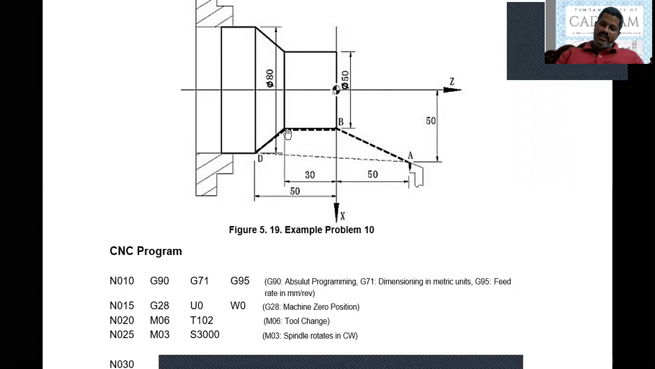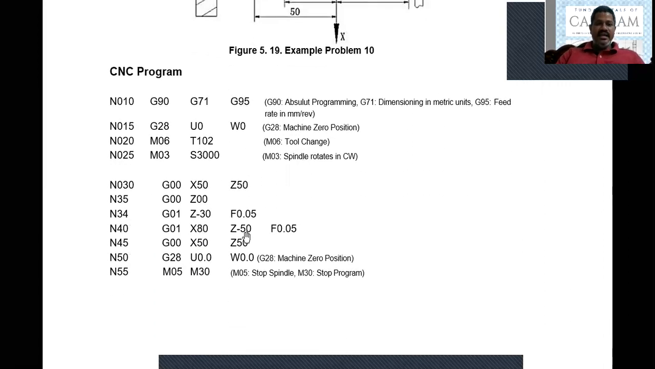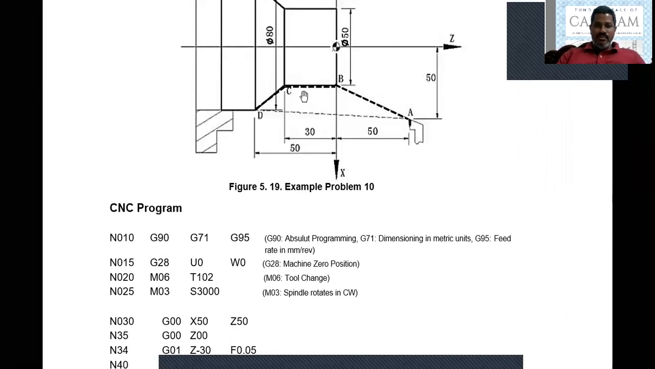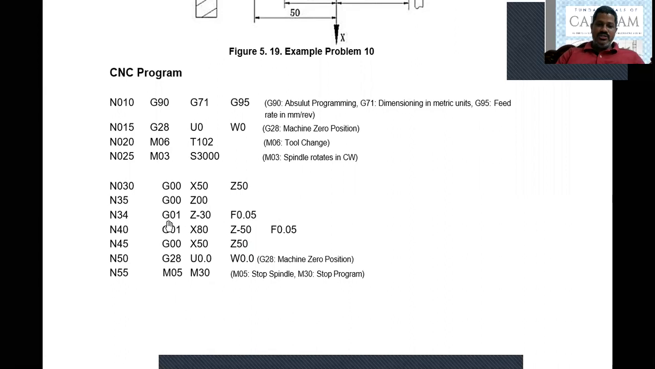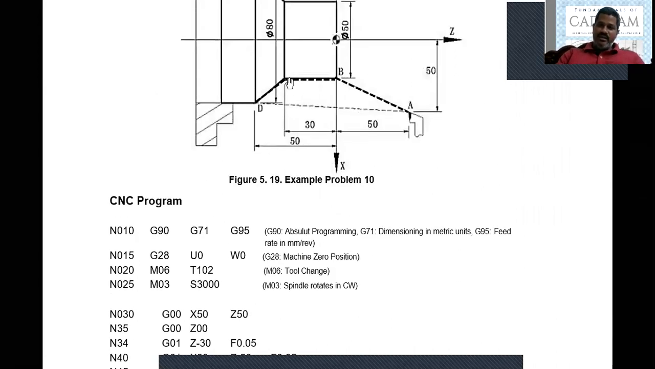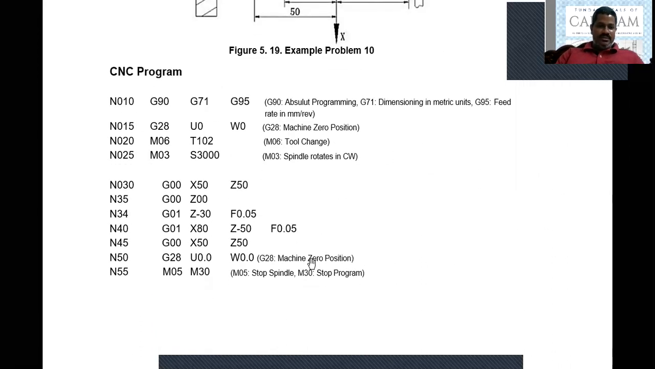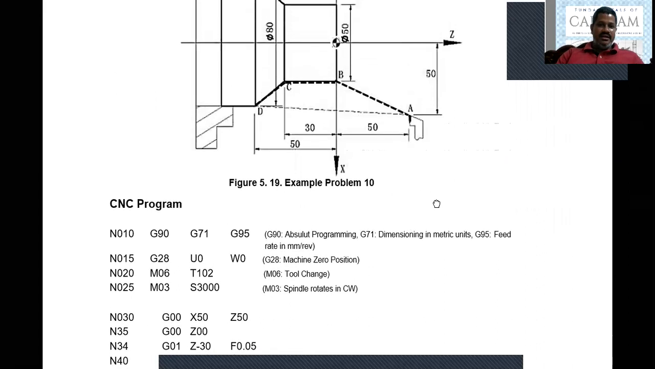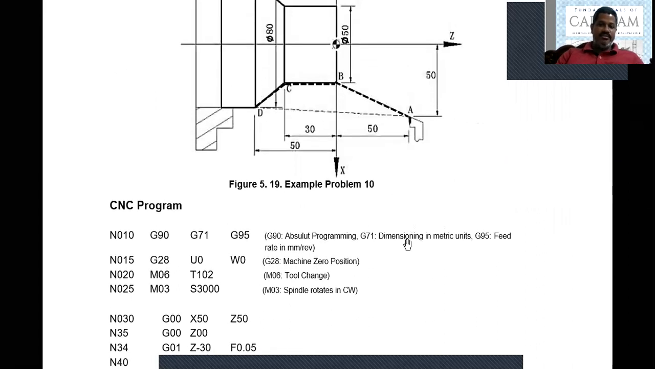So from this point, again, we need to move to D. The D coordinate X value is 80 and Z value is 50. Now I am moving to 80 and 50 with a feed rate of 0.05 in linear mode G01. In both the cases, while moving the tool from B to C and from C to D, we are using G01. G01 is a code used to move the tool in linear mode. In both cases, the tool moves in a straight line path. So this is what the tool will perform, the plane turning as well as taper turning.